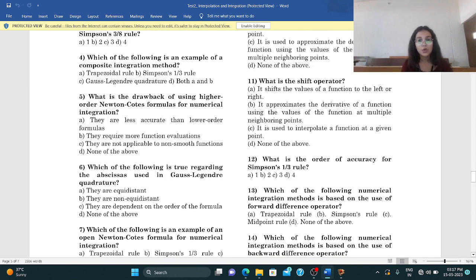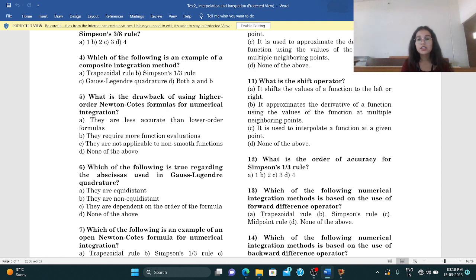Question 11. What is the shift operator? Option A. It shifts the value of a function to the left or right. Option B. It approximates the derivative of a function using the values of a function at multiple neighboring points. Option C. It is used to interpolate a function at a given point. And option D. None of them. And the correct option is A. It shifts the values of a function to the left or right.